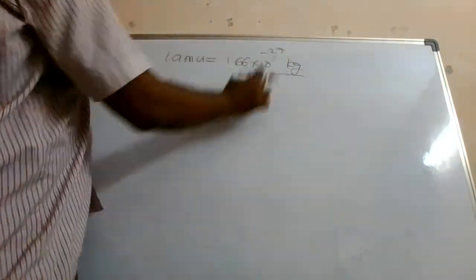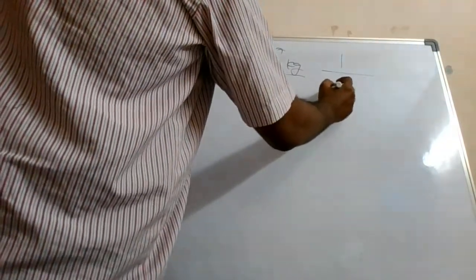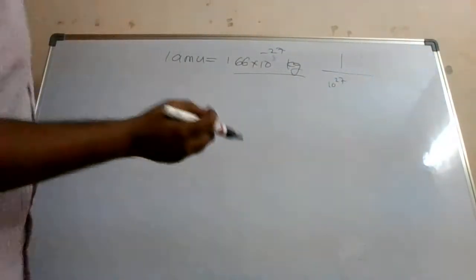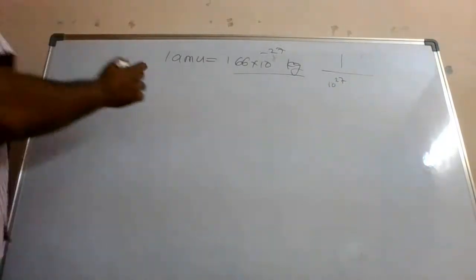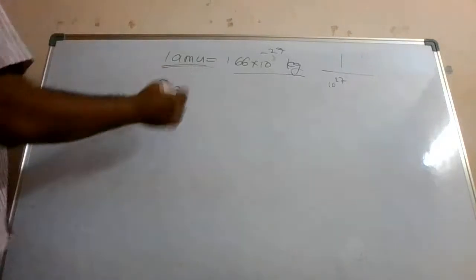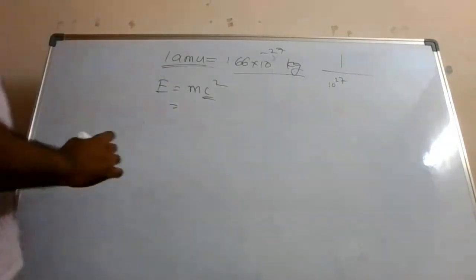1.66 into 10 to the power of minus 27 means 1 divided by 10 to the power of 27. 10 के बाद इतने सारे जीरो, इतना छोटा मास. Okay, so what is the energy released if you destroy 1 AMU? You can write mc square. What is c? Speed of light.